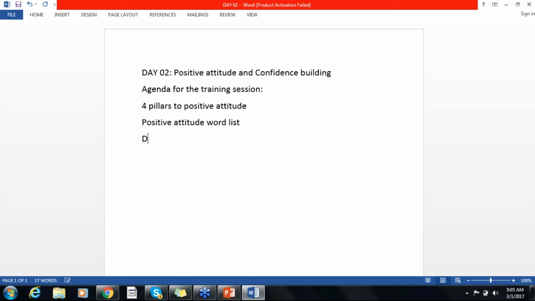And we have define confidence. Okay, how to have self-confidence, and finally we're going to share 4-point pre-interview. Okay, so 4-point pre-interview confidence plan of action. All right, so let's get started.